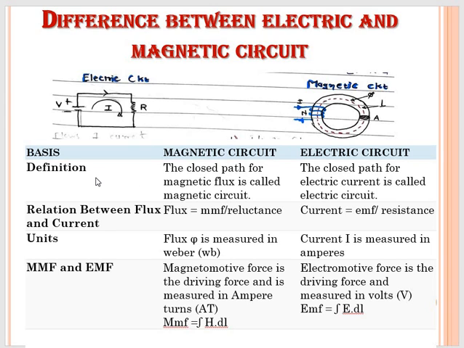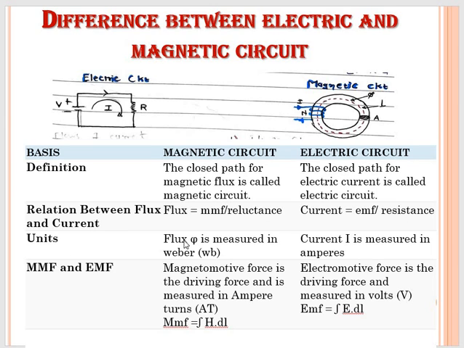Now, first of all, the definition of the magnetic circuit. The closed path for magnetic flux is called magnetic circuit, and the definition for the electric circuit is that the closed path for the electric current is called electric circuit. Now, the relation between flux and current. Flux is given by MMF by reluctance. For the electric circuit, current is equal to EMF by resistance, that is, V by R.